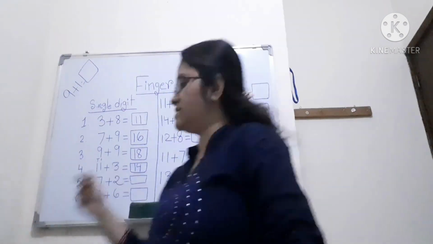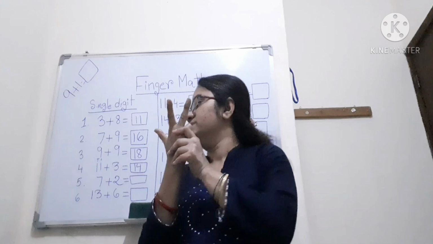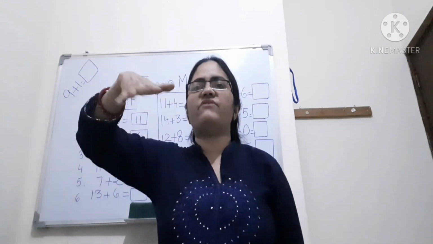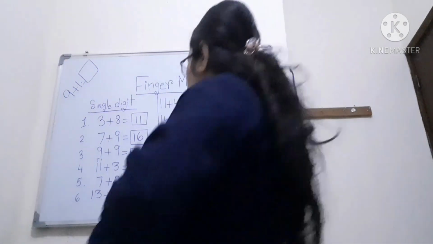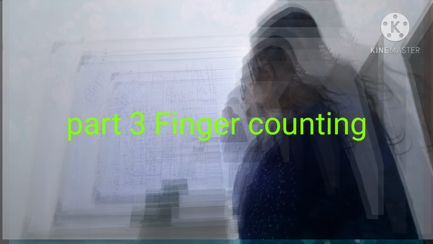7 plus 2. Then 7 again is a 1-digit number. 5, 6, 7, you know. 7 plus 2. How many fingers do I raise? 9. What is the value? Yes, 7 plus 2 is equal to 9. Look, see, I made 7, then I made 1.